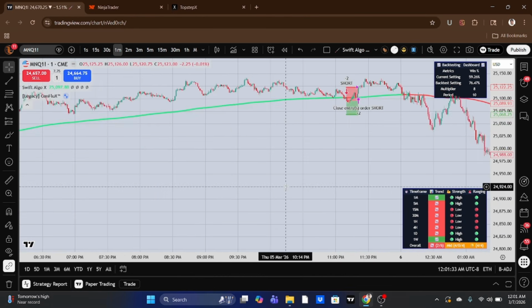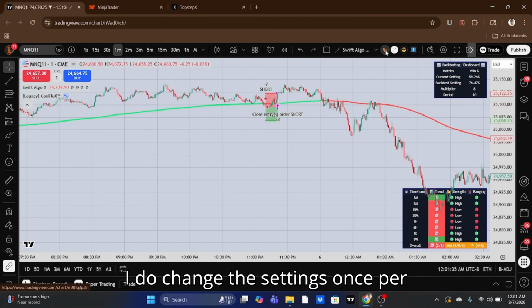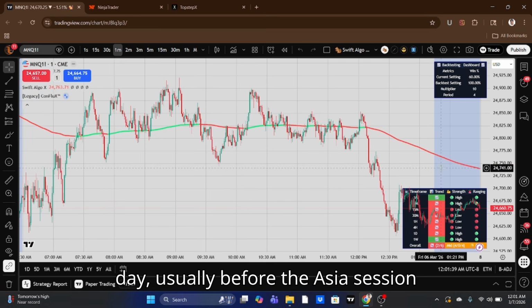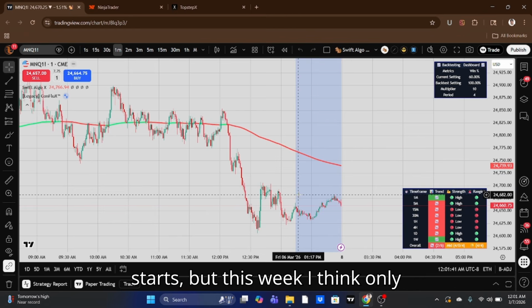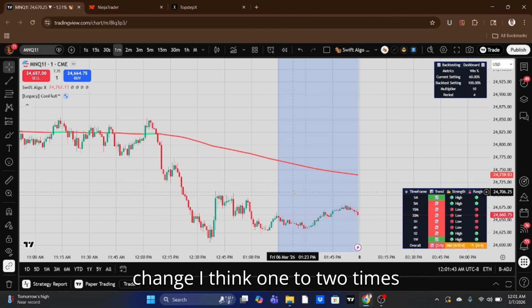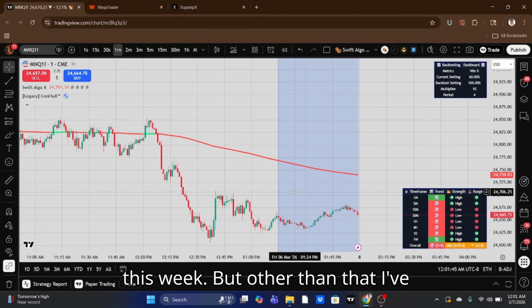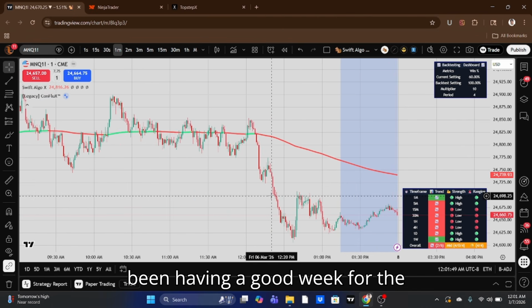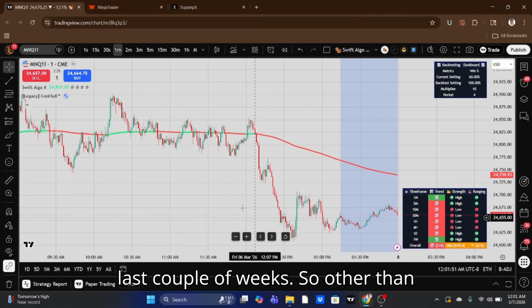But I do change the settings once per day, usually before the Asia session starts. But this week, I think I only changed it 1 to 2 times. Other than that, I've been having a good week for the last couple of weeks.